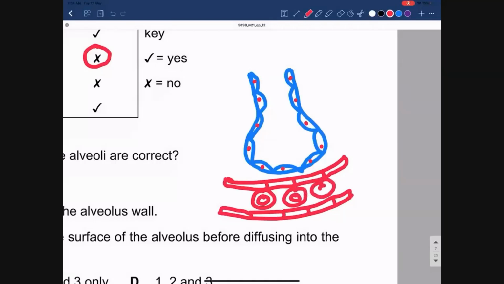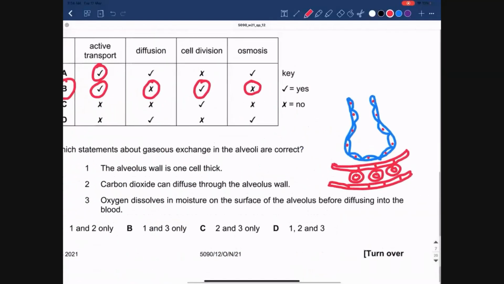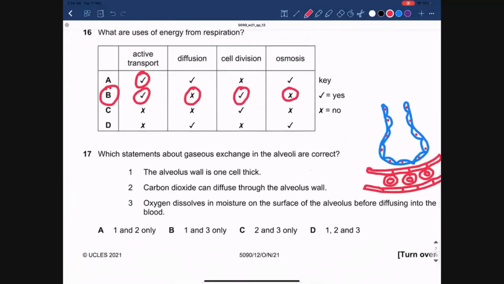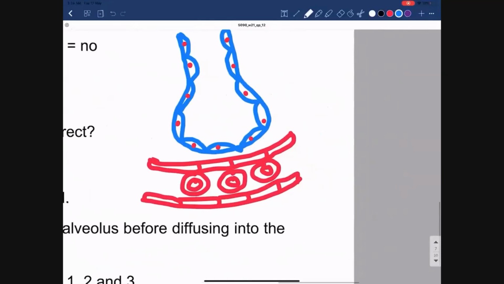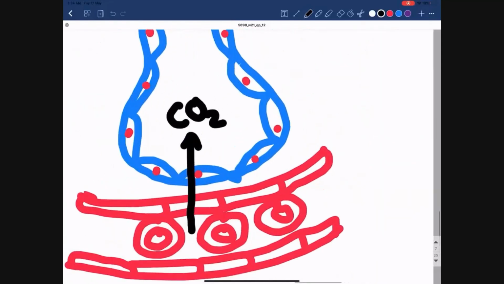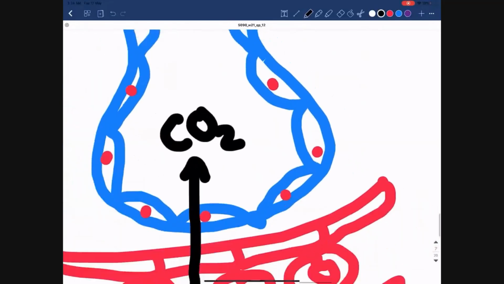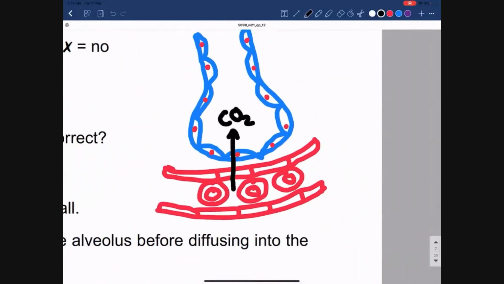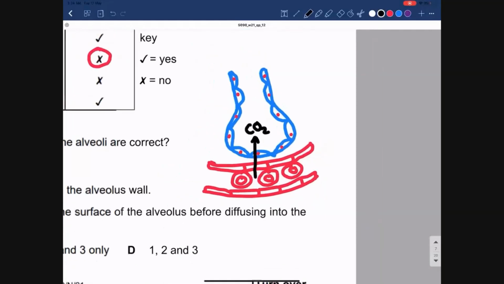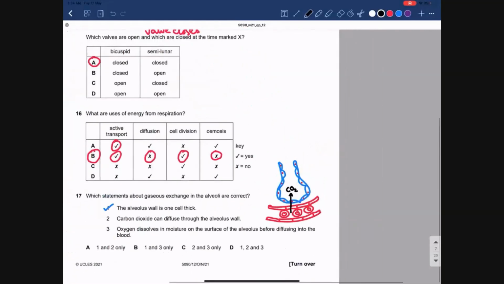Okay, so now let's read the statements. We need to take those statements which are correct. The alveolus wall is 1 cell thick. This is true. Carbon dioxide can diffuse through the alveolus wall. Definitely. Carbon dioxide diffuses from the blood plasma into the alveolus from a higher concentration in blood to lower concentration in alveolus. Alveolus has a lower concentration of carbon dioxide and blood has a higher concentration of carbon dioxide. So carbon dioxide can diffuse through the alveolus wall.